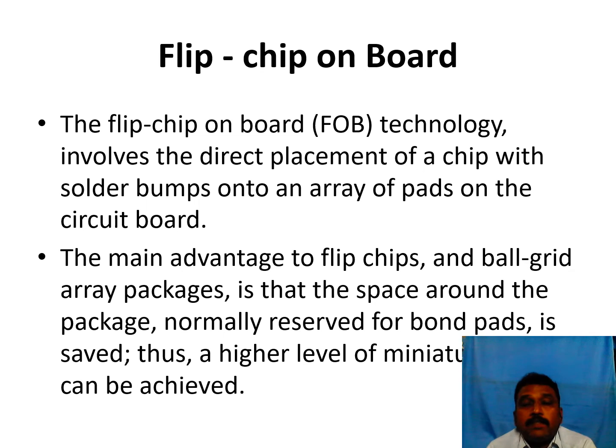And another one is flip chip on board, that is FOB. It involves the direct placement of a chip with the solder bumps onto an array of pads on the circuit board. We are directly placing the chip on the circuit board. So what is the main advantage of flip chips and the ball grid array? The space around the package normally reserved for bond pads is saved, so a higher level of miniaturization can be achieved. So you can go for very small sizes. That is the advantage of FOB and COB.